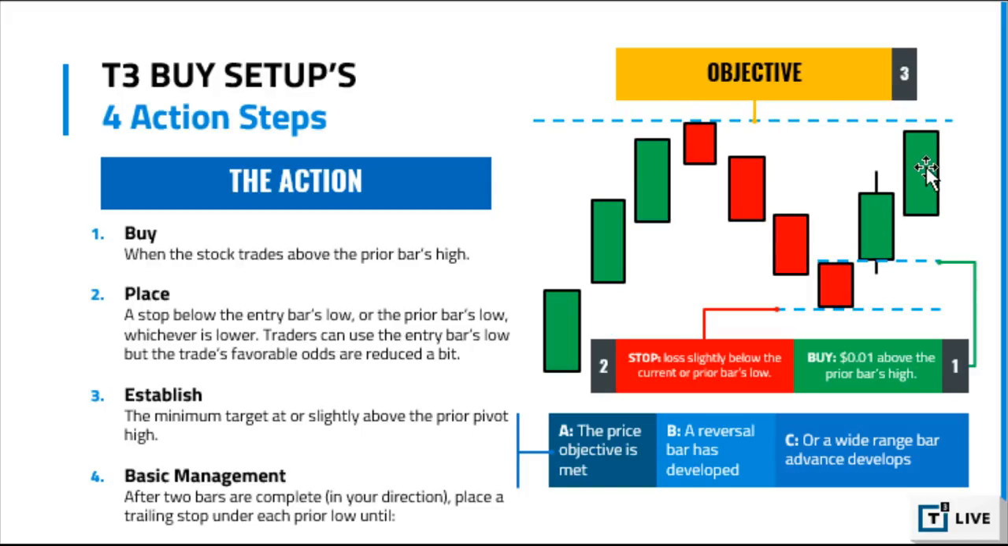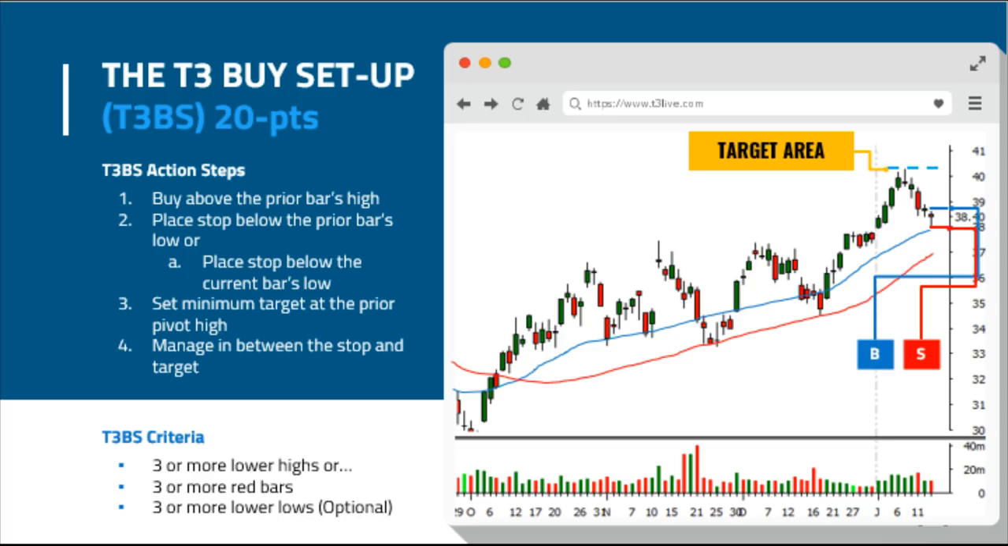After two green bars in your favor, that's the management. You start going bar by bar, meaning you put your stop under the last bar that completed. This bar completes, you put your stop under it. The next bar completes, you put your stop under it, until you get trailed out. That's basic management. There are other management techniques that I use and that we teach, but I think basic management works for 90% of the people, meaning it does the job better than what most people do 90% of the time.